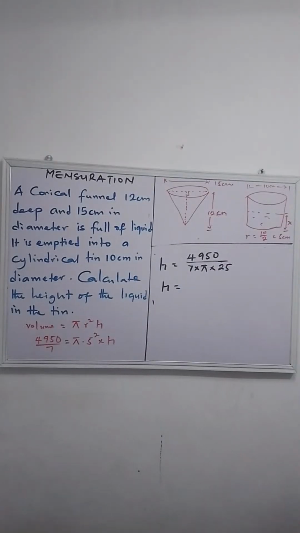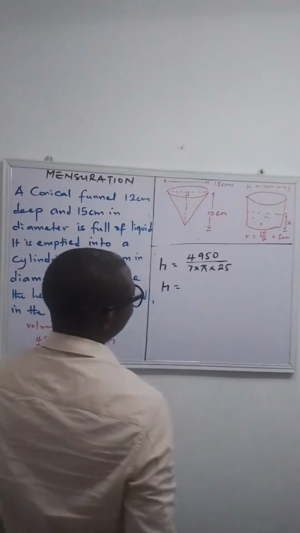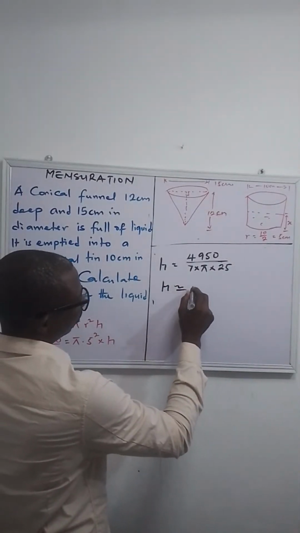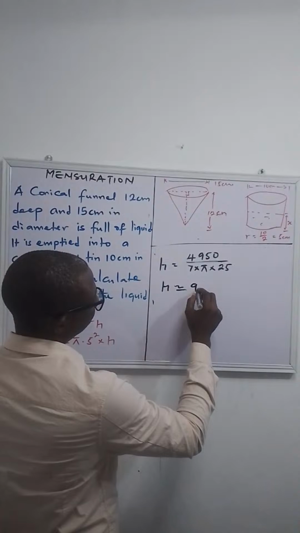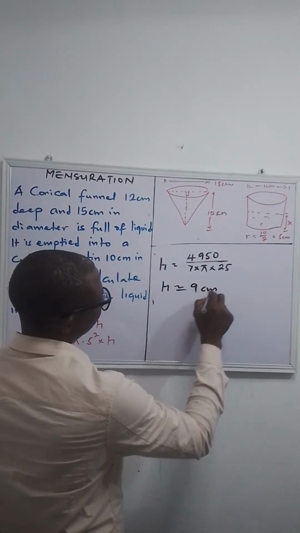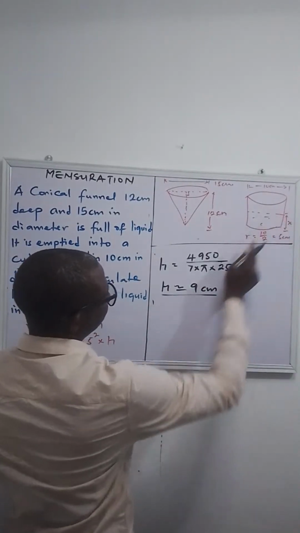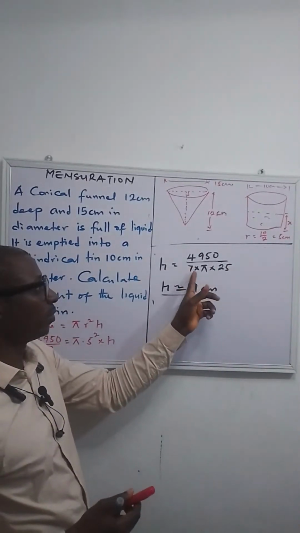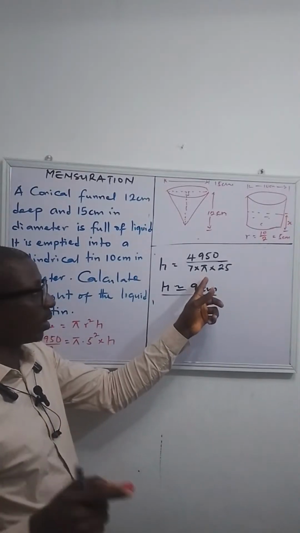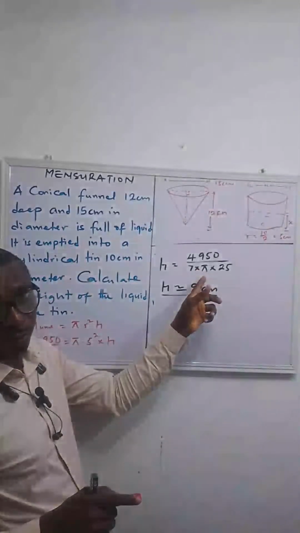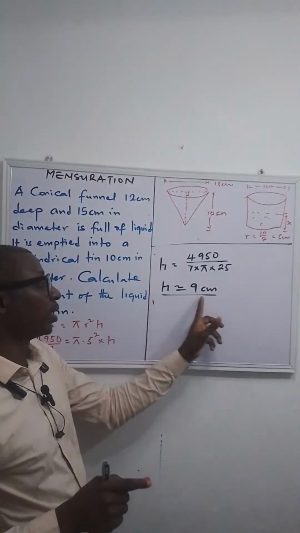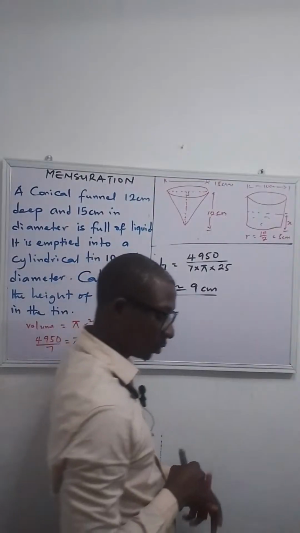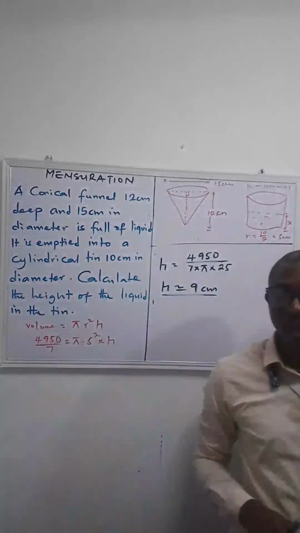Okay. So now if you do it correctly, you're supposed to have h be approximately 9 centimeters. So this is going to be the height. If you evaluate this, you can just punch your calculator: this divided by 7 times pi is in your calculator times 25, or you turn this to 22/7. So you have an approximate value of 9. So that is the answer to that problem.